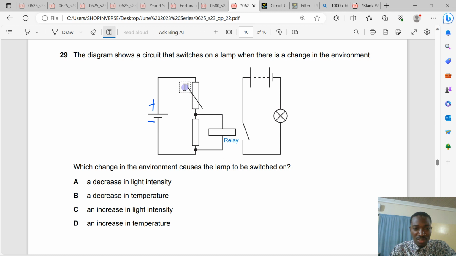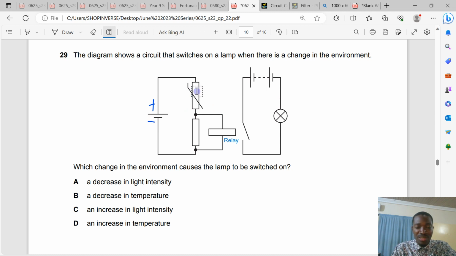This is a temperature dependent resistor. So when temperature is very low, the resistance here will be low. That simply means the voltage drop across this resistance will become higher, because all this voltage must be dropped here. So if little voltage is dropped here, then high voltage will be dropped here. That means the voltage here will become high and it switches on the relay. Switching on the relay means this switch becomes closed and current will be able to flow and this lamp or bulb comes on.